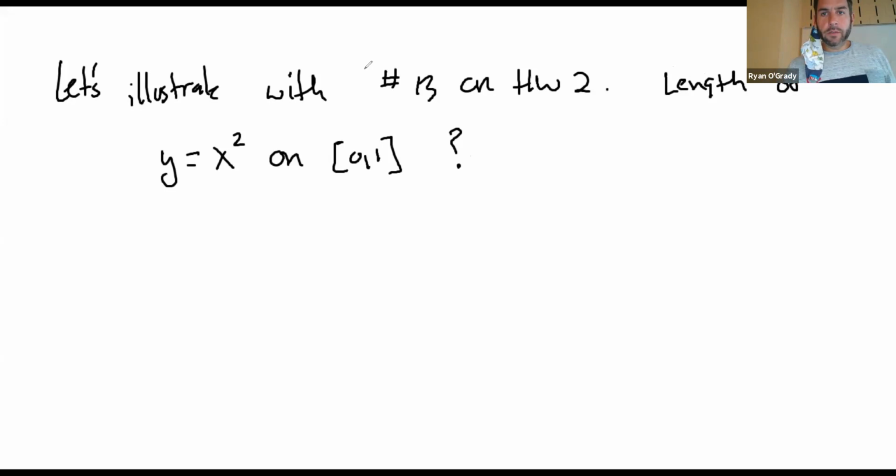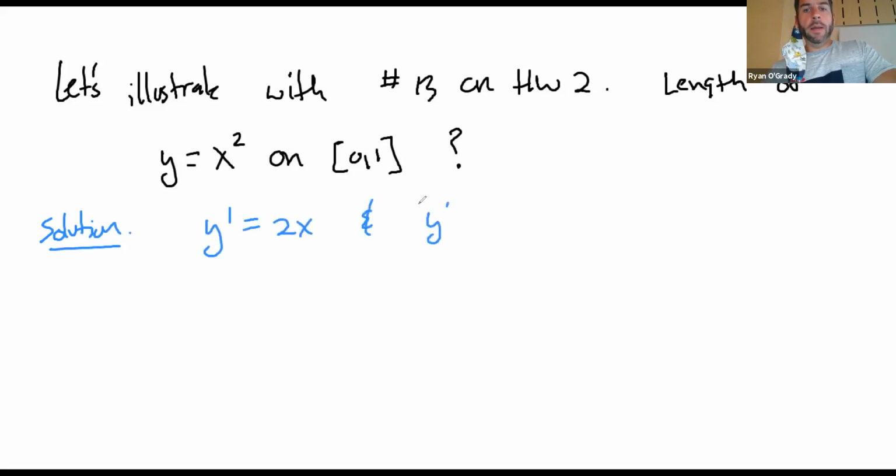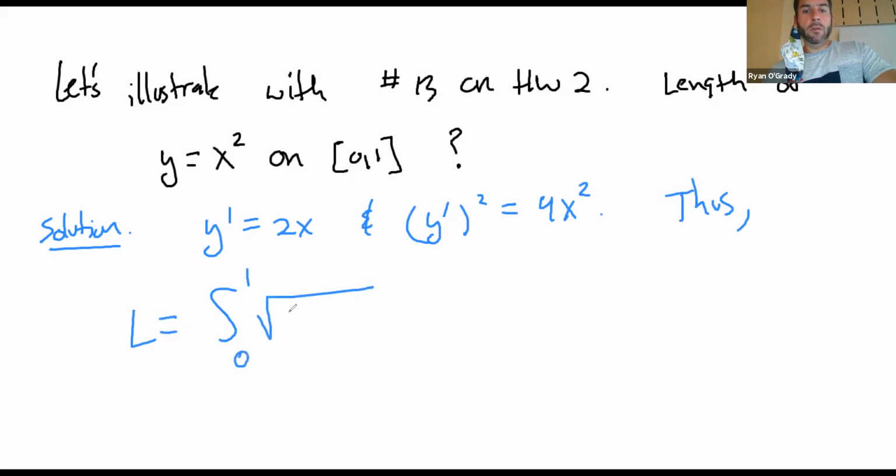Part A says, what is the integral? Do not try to integrate it. I mean, you could if you wanted, but we don't know how to do it yet. It requires some fancy maneuvering we didn't talk about yet. So let's just note that y prime is 2x and y prime squared is 4x squared. Thus, the length is this integral, 0 to 1, square root of 1 plus 4x squared.